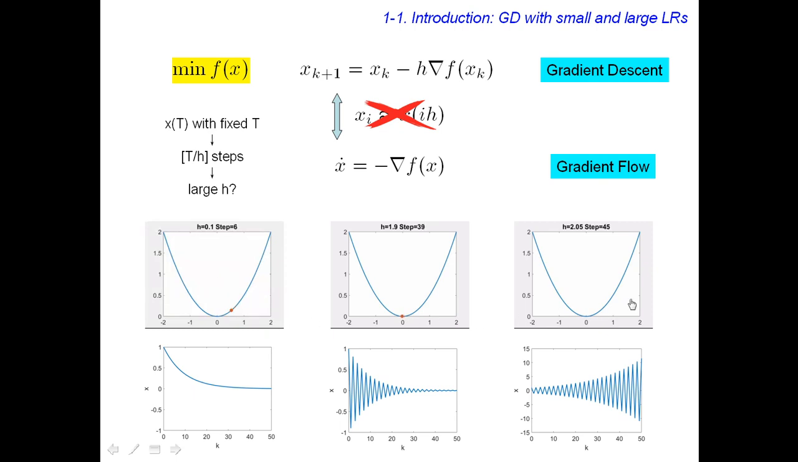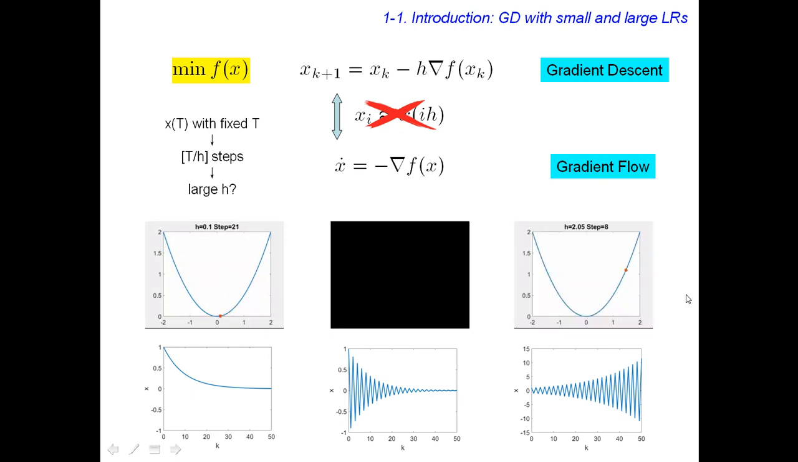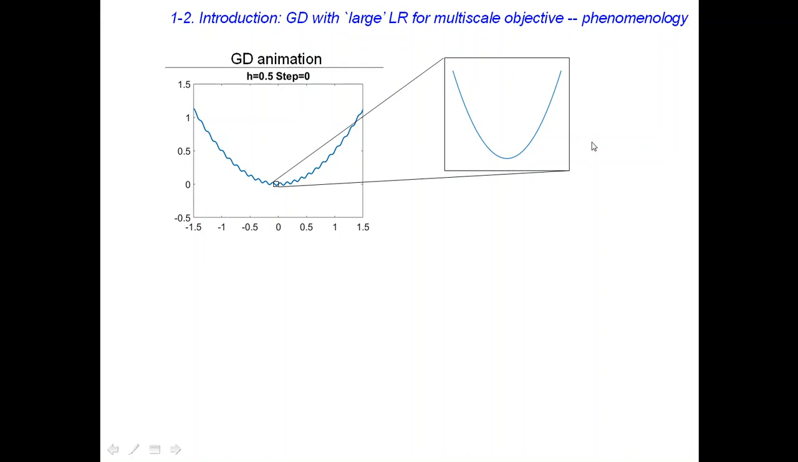These three types of behaviors are not the only types of behaviors. In fact, if the potential well that we were considering is part of a multiscale potential landscape, then much more complicated things can happen. Here I'm simulating gradient descent in this multiscale landscape using a large time step. You can see the particle, which represents the values of x_k at iteration k, exhibits very irregular behavior. It's almost impossible to predict where it'll go at the next step.